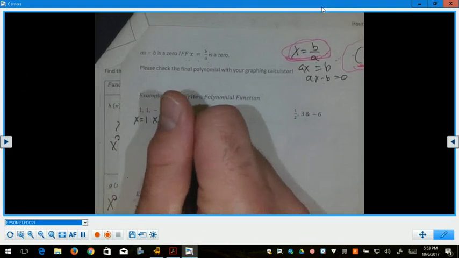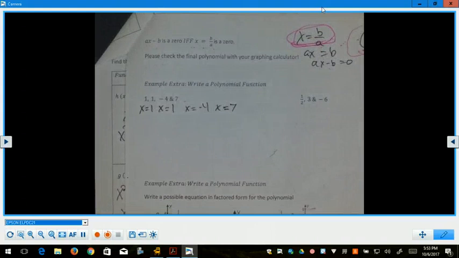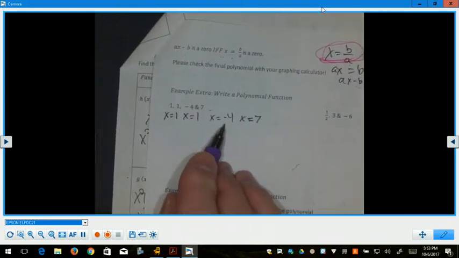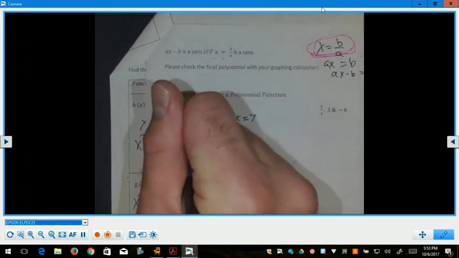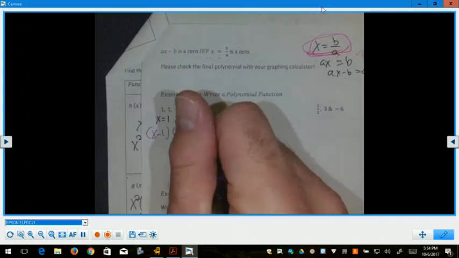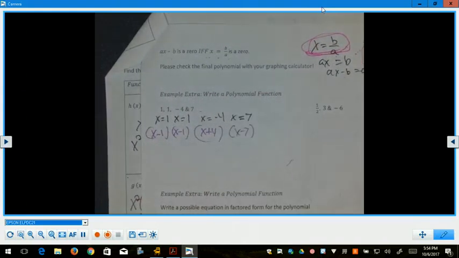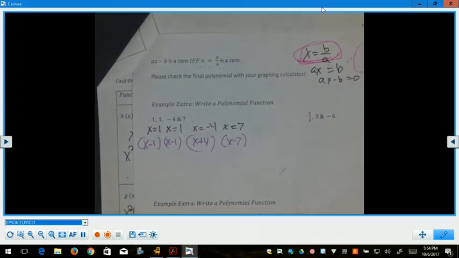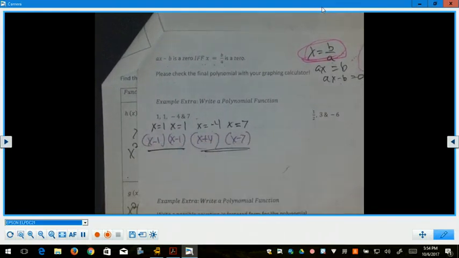And I'm going to just write them, even though I know that one has multiplicity, as x equals 1, x equals 1, x equals negative 4, and x equals positive 7. To make them look like factors, I either need to subtract or add to get them equal to 0. So here I'd have x minus 1 equals 0, x minus 1 equals 0, and here x plus 4 equals 0, and here x minus 7 equals 0. Now that it's in factored form, I can do the reverse of factoring, which is distributing or multiplying to get the answer for that.